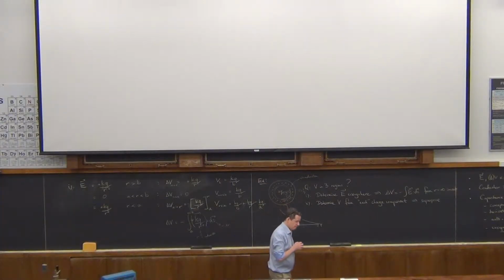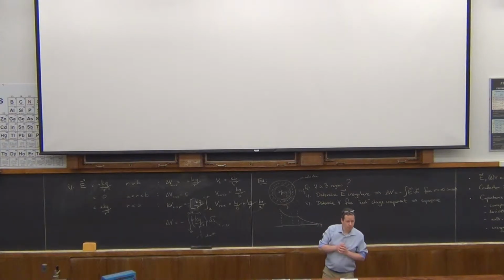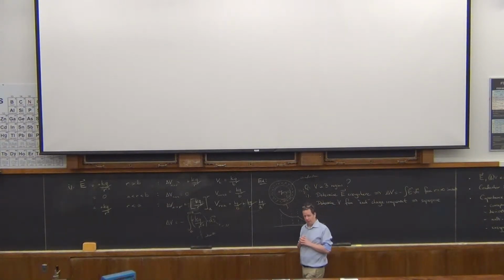Where the delta V is E times ds. So how do we define change in the electric potential as I move through an electric field?